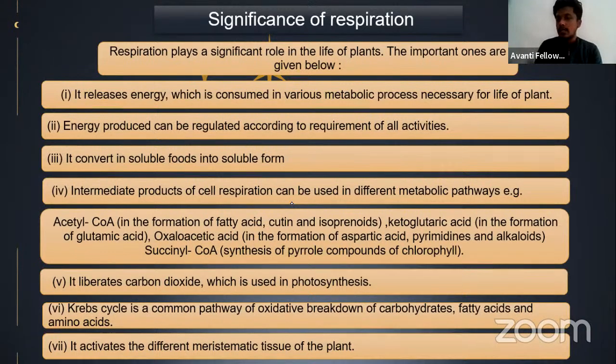We know that all these metabolic processes require energy. Energy produced is regulated according to the requirement of all the activities. It can convert insoluble foods into soluble form. And intermediate products of cell respiration can be used for different metabolic pathways. It liberates carbon dioxide, which is used for photosynthesis. The Krebs cycle is used for the breakdown of carbohydrates, fatty acids, as well as amino acids. It activates different meristematic tissues of plants.